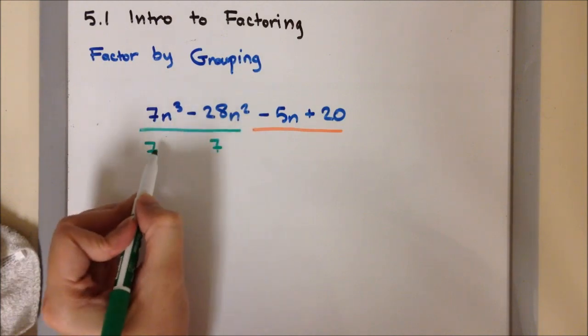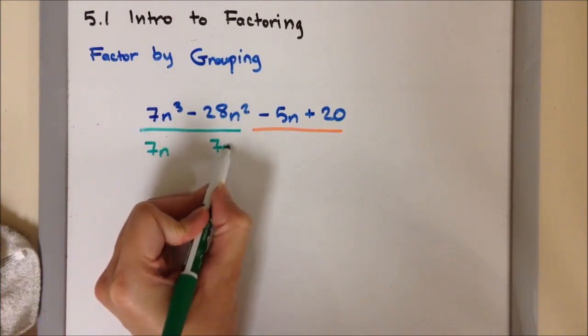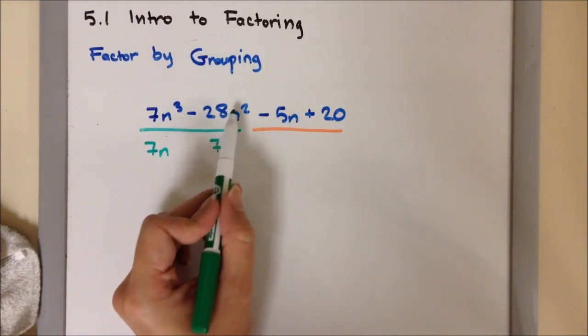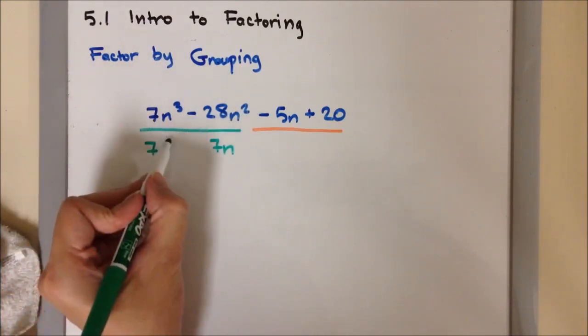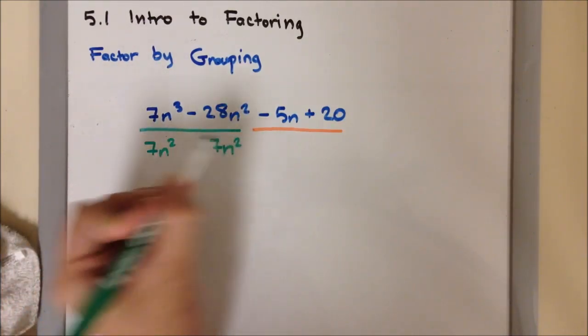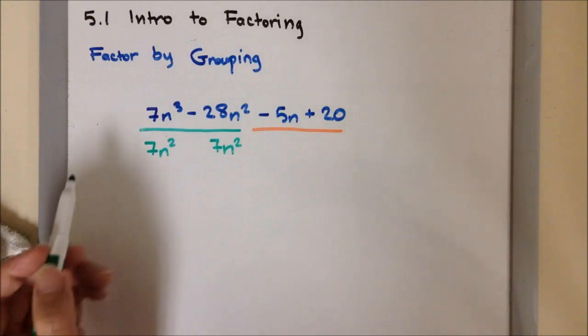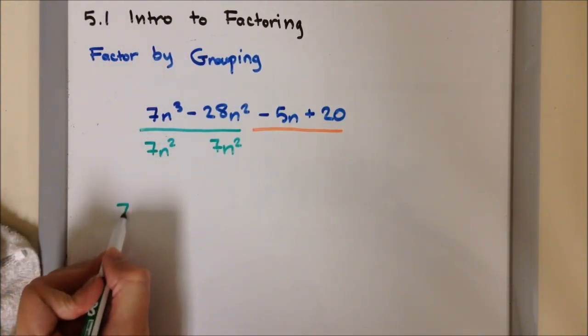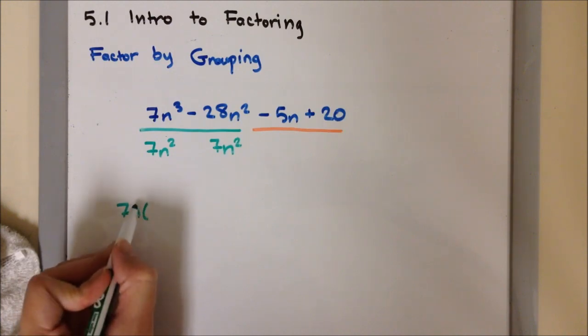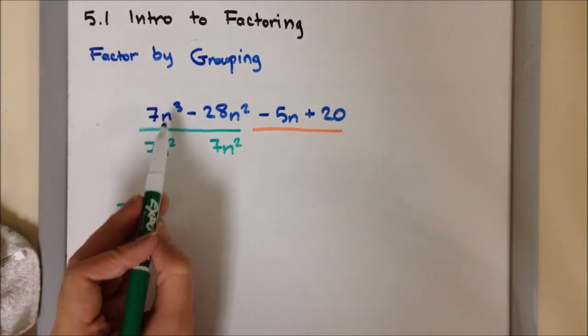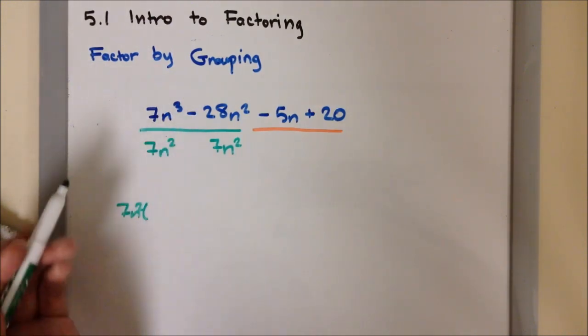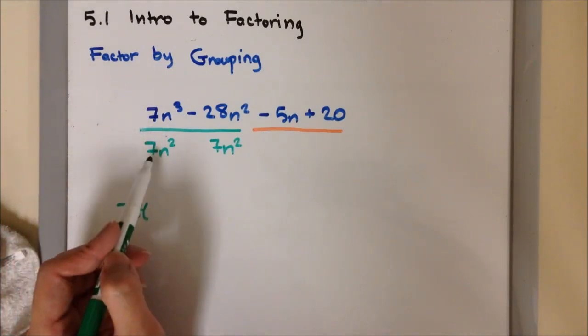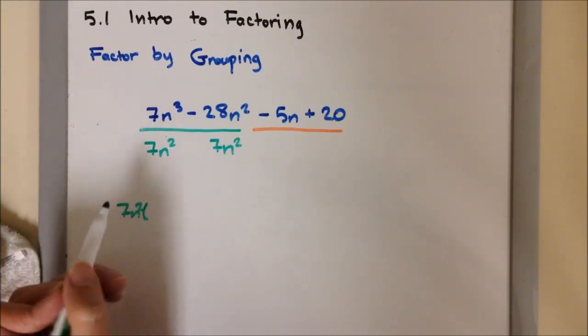And they both have n's. So, just like GCF, we're going to divide by the lowest exponent, which is n squared. So, my greatest common factor, 7n squared, will be outside the parenthesis. So, 7n to the third divided by 7n squared. So, it's 7 divided by 7, which is 1. I don't have to write it.